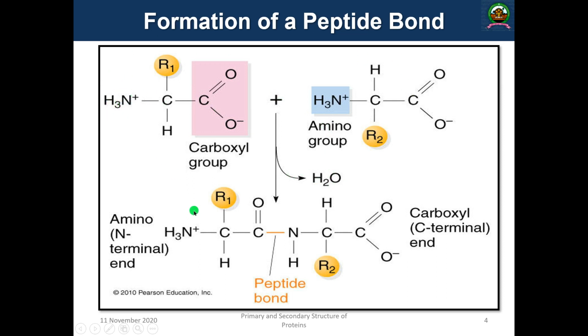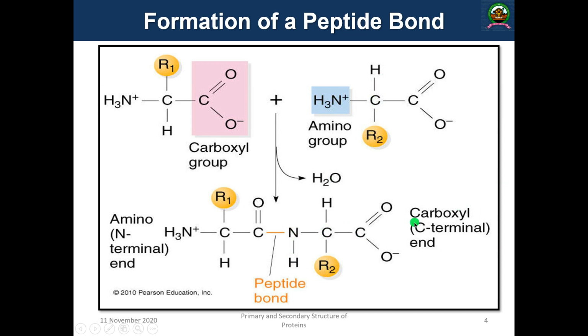NH3 is written like this, R1 is here, C is here and H is here. The C double bond O is here, and you can see that this O is gone. Then it is bonded with this one. H2 is gone, then only H is present, that is NH. Then this C, R2, H, then COOH.